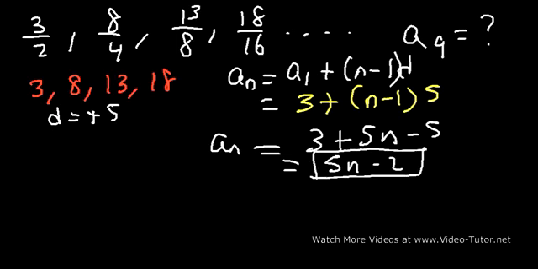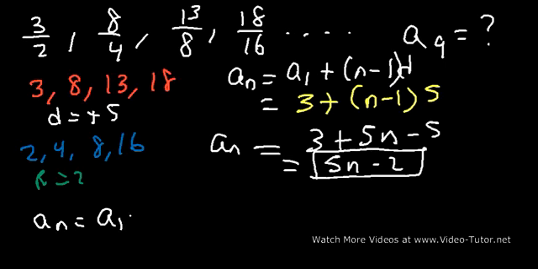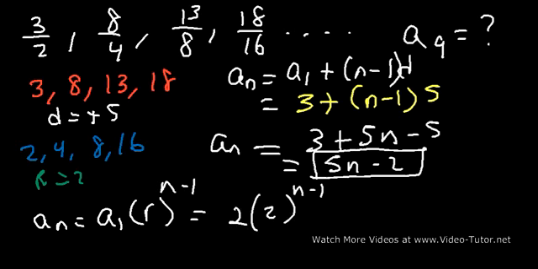Now, if we look at the numbers on the bottom, 2, 4, 8, 16, notice that it's a geometric sequence with a common ratio of 2. 4 divided by 2 is 2, 8 divided by 4 is 2, 16 divided by 8 is 2. So now we're going to use the general equation for a geometric sequence. So it's a of 1 times r raised to the n minus 1. So the first term is 2, the common ratio is also 2, raised to the n minus 1.